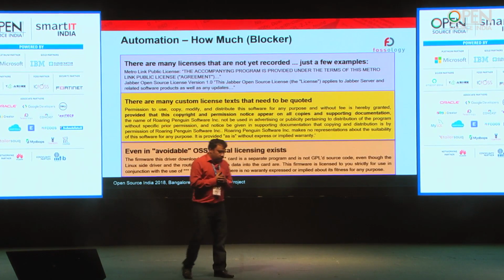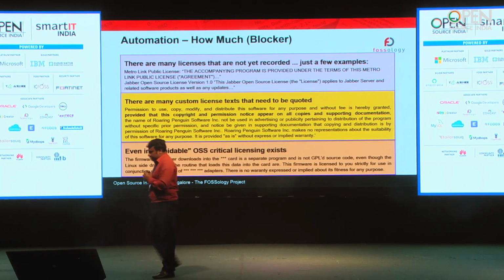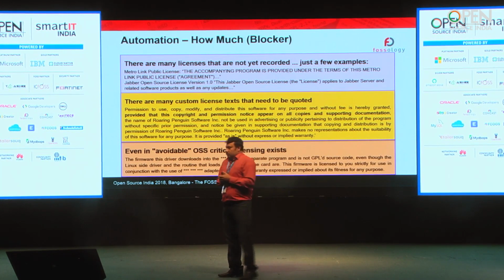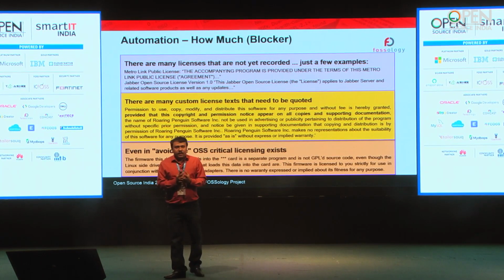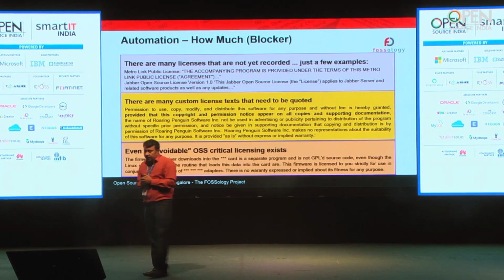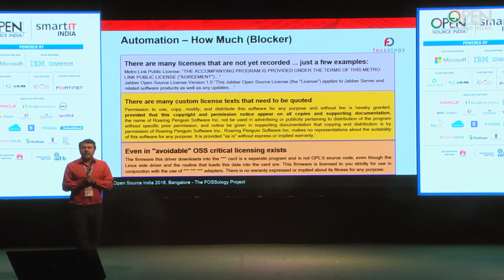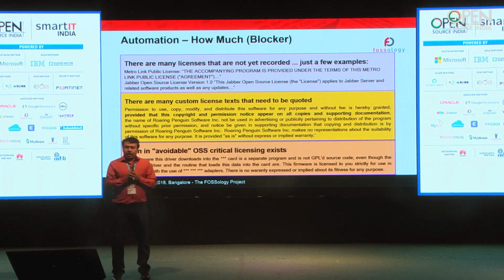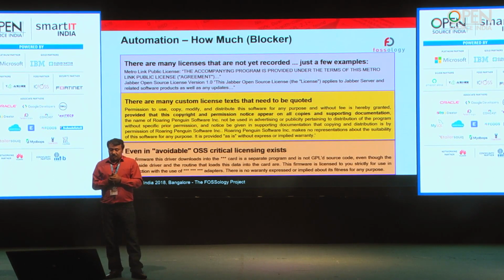So now the biggest point today is automation, because in this cloud era, open source is more mainstream today. So what is the problem with automating license compliance? If you see here, there are many licenses which are not being recorded yet. For example, I've given an example of the Metrolink public license and a Jabber open source license version. Those are not recorded. There are many custom license checks that need to be coded.